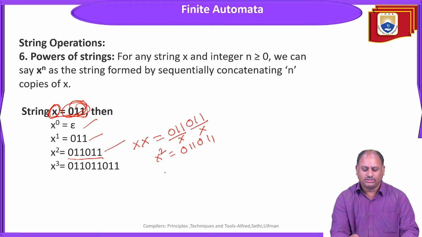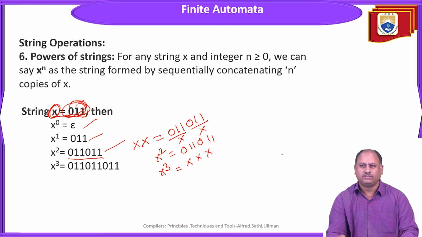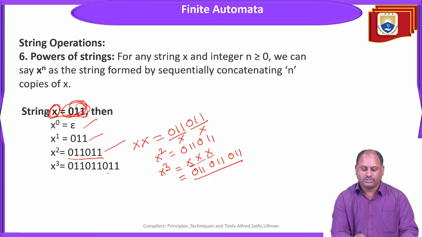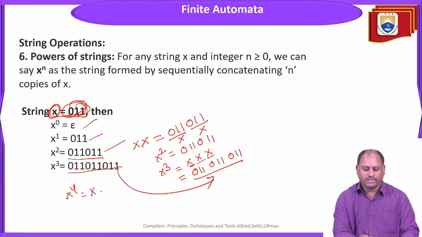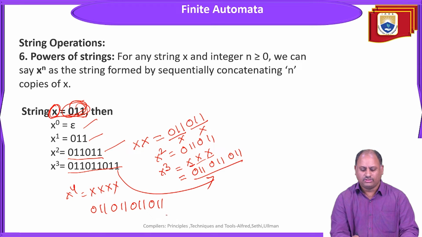Whereas x power 3 is to be denoted as x concatenation of another x, concatenation of another x. So here, the first x value defined is 0, 1, 1, the second x value is 0, 1, 1, and the third x value is 0, 1, 1. So x power 4 also can be defined in the same way: x followed by x followed by x followed by x. So 0, 1, 1 followed by 0, 1, 1, 0, 1, 1 followed by 0, 1, 1. Like that, x power 5, x power 6, x power 8.